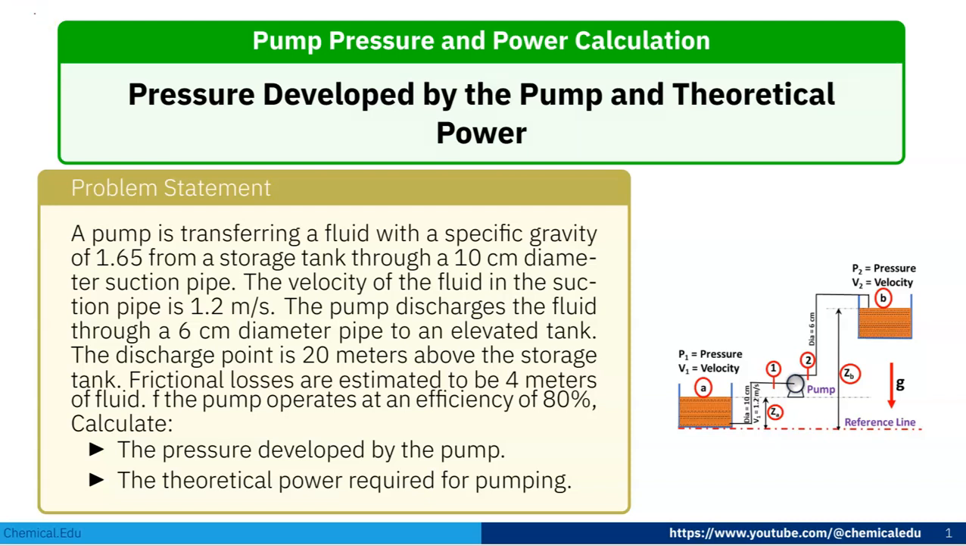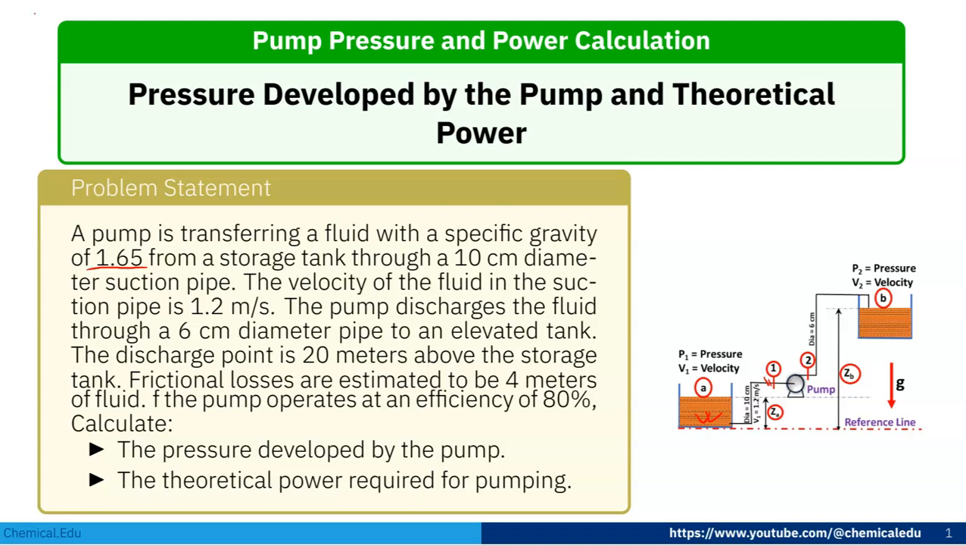Today I'll solve one numerical problem based on pumping power and pressure across the pump. So here is the problem statement. A pump is transferring a fluid with a specific gravity of 1.65 from a storage tank through a 10 cm diameter suction pipe. So here this is the storage tank and this is the suction pipe, and the diameter of the suction pipe is 10 cm. The velocity of the fluid in the suction pipe is 1.2 meter per second.